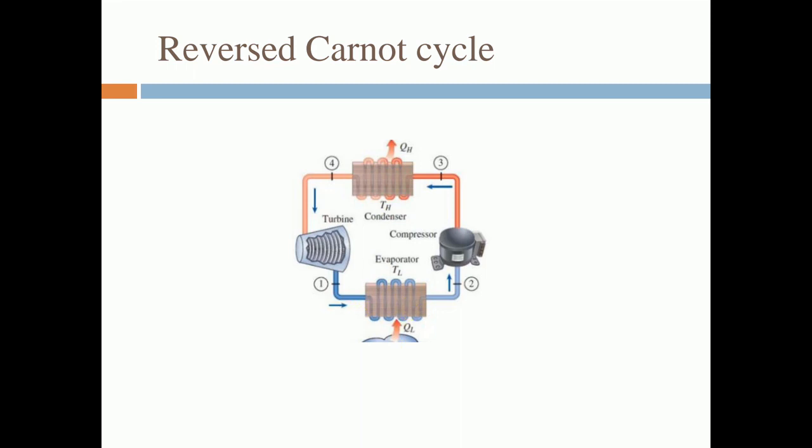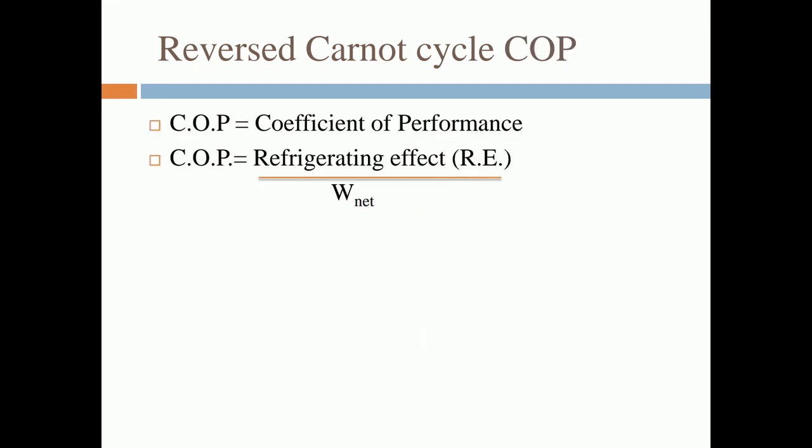It will produce the refrigerating effect, meaning it gives the cooling effect to the particular substance that we want to cool. After that it goes to the compressor. Okay. Now, reverse Carnot cycle COP. As we already discussed, COP means coefficient of performance, and COP is equal to refrigerating effect divided by W net. That is the general equation.